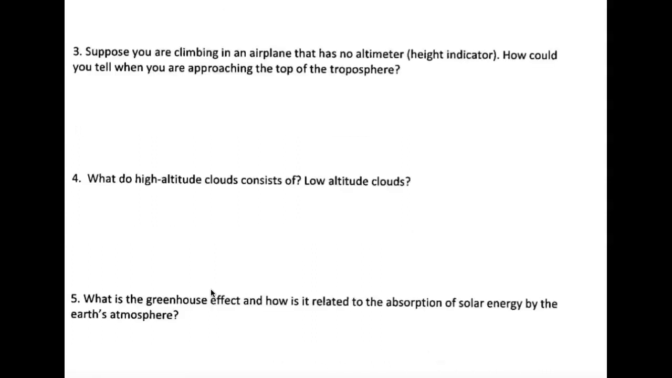Number 4, what do high altitude clouds consist of? Low altitude clouds? High altitude clouds consist of ice in air, sheets of ice in air. And low altitude clouds consist of microscopic rain droplets in air. So high altitude clouds consist of ice in air, and low altitude clouds consist of water in air.